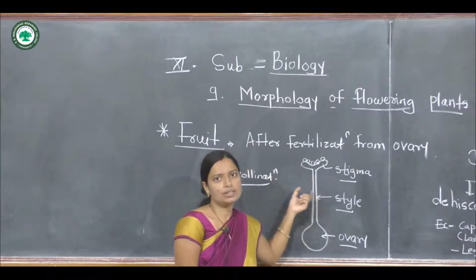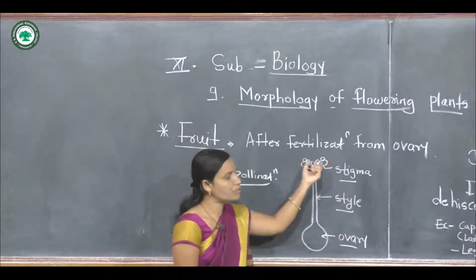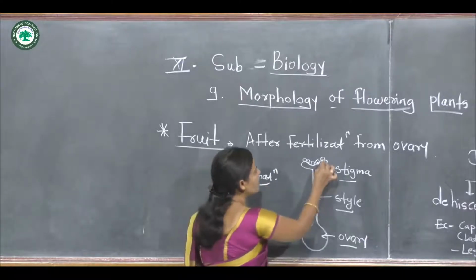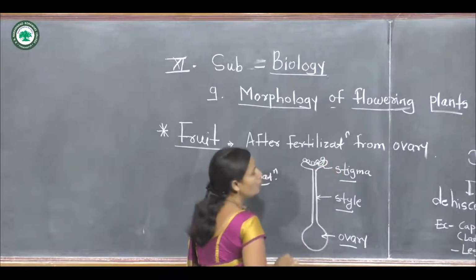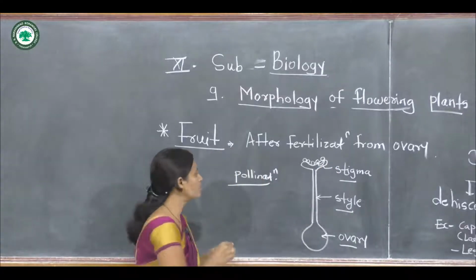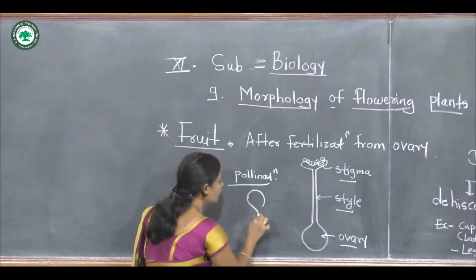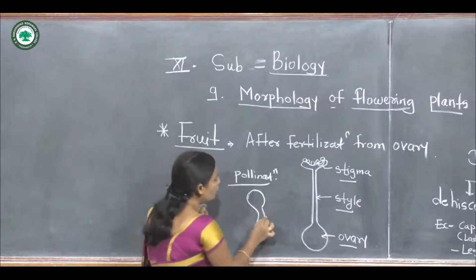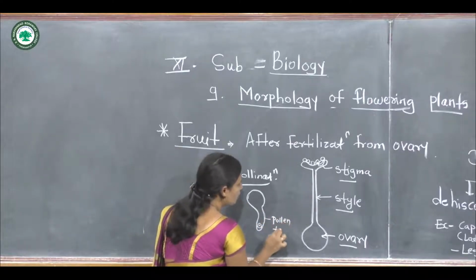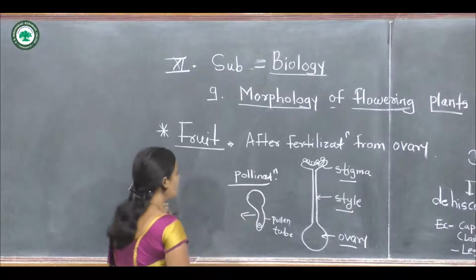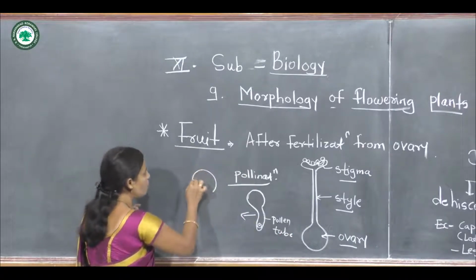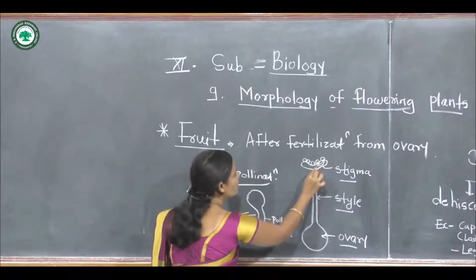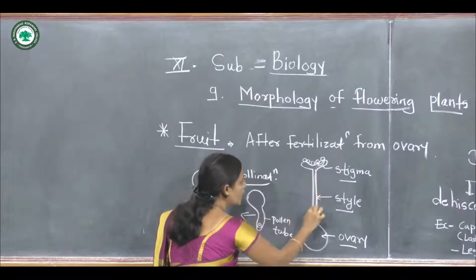The stigma is of sticky nature, and at that time after pollination the germination process starts. The pollen grains form pollen tubes. These pollen grains germinate on the stigmatic surface and form the pollen tube. Long elongated pollen tubes are formed, and these pollen tubes enter through to the embryo sac.